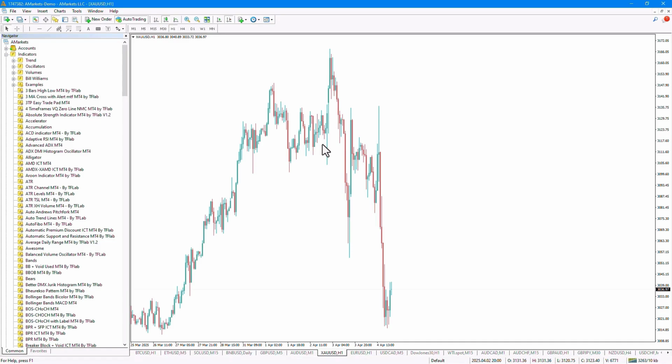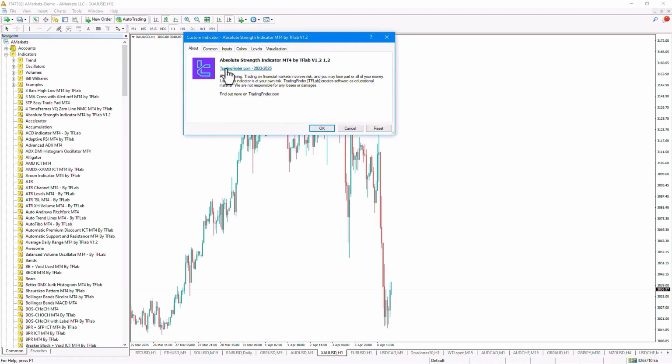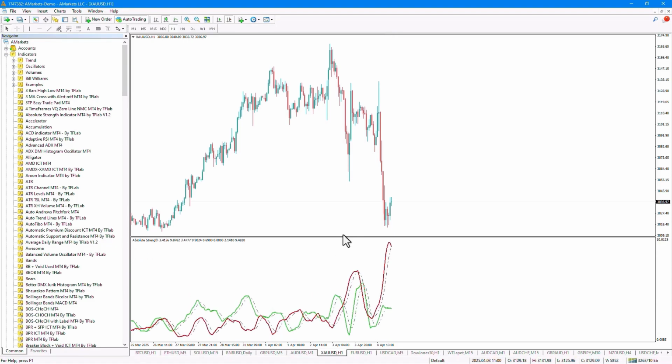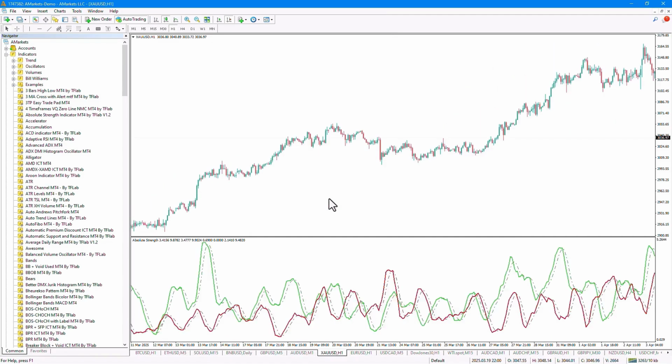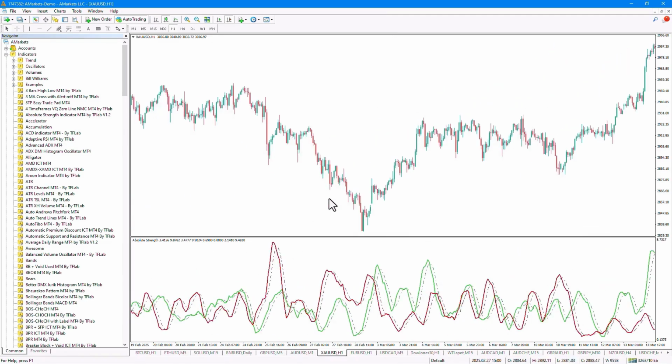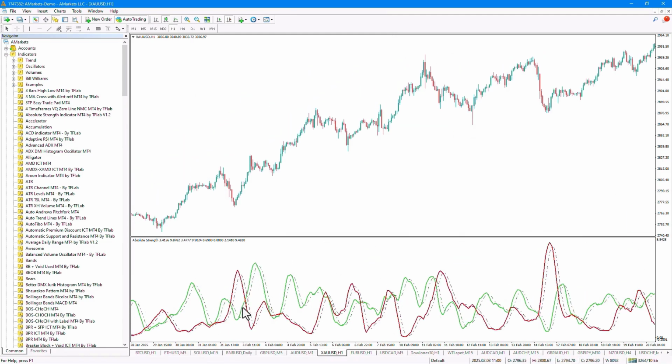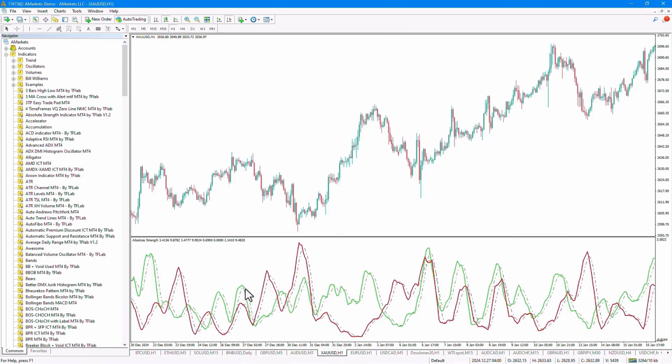We select the indicator file from the navigator section and execute the indicator by dragging the file onto the chart. Once the indicator is executed on the chart, an oscillator window is displayed at the bottom of the chart. The absolute strength indicator is a version similar to RSI that displays the absolute strength of buyers and sellers using two lines in the oscillator. Here, the green line represents the strength of buyers and the red line represents the strength of sellers.